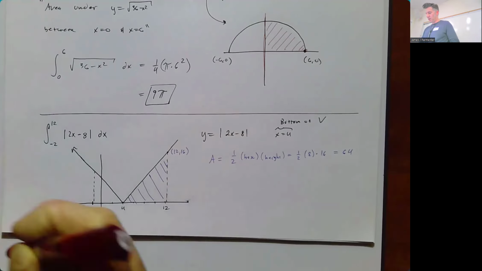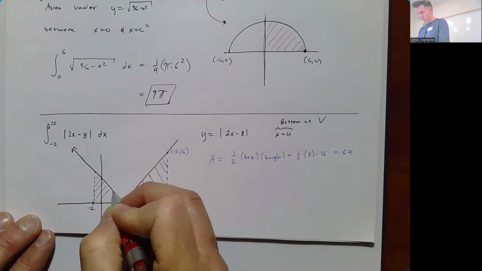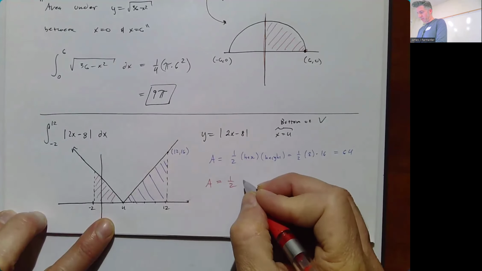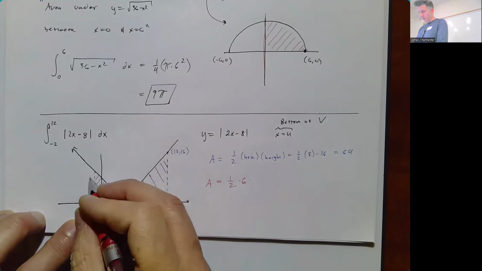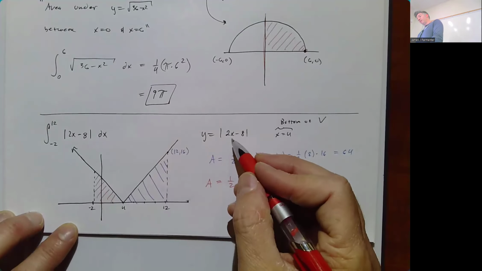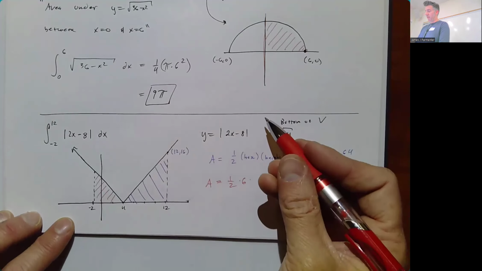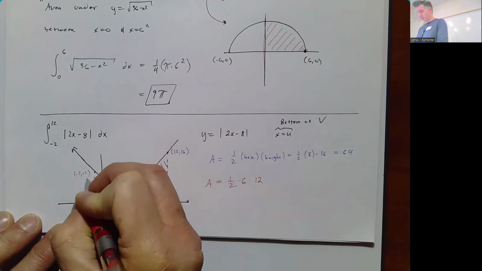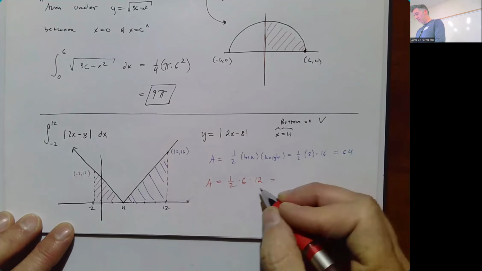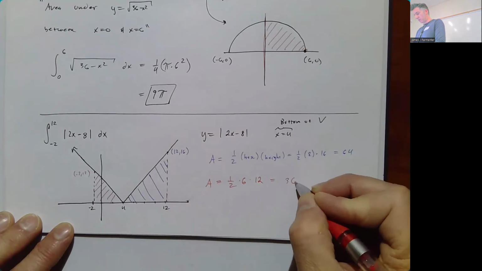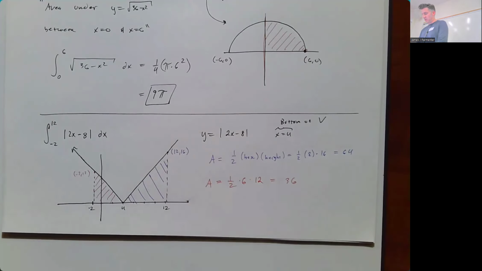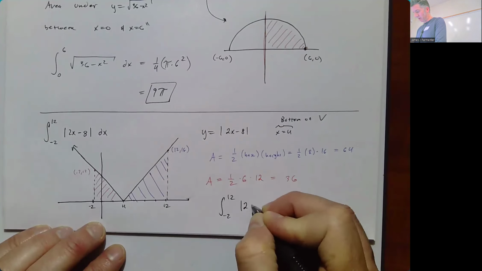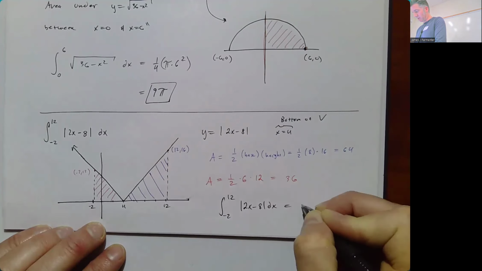And then we do the same thing for this other triangle here. The area of the red triangle is going to be 1/2 the base, which is 4 minus 2. And the height, if I plug in -2, 2 times -2 is -4, -4 minus 8 is -12, and the absolute value of -12 is +12. So the area of that is going to be 1/2 times 6 times 12, which is 36. And then we add them together, and say that the total area is going to be 100. So the integral from -2 to 12 of the absolute value of 2x minus 8 is 100.